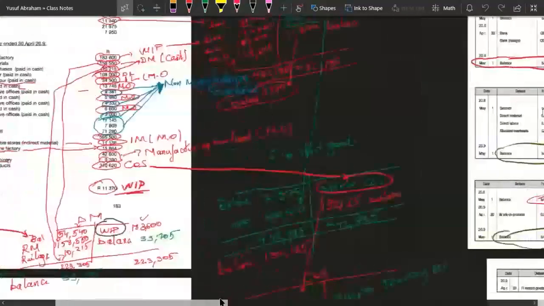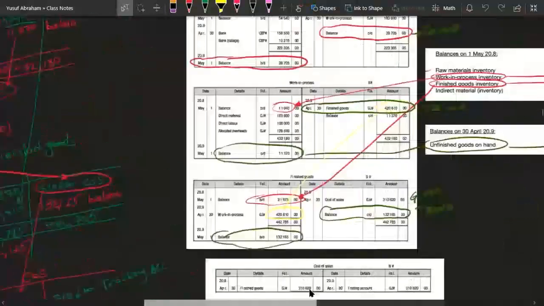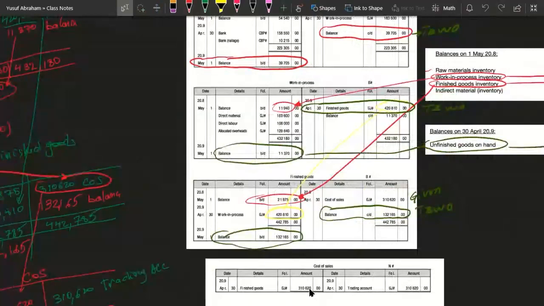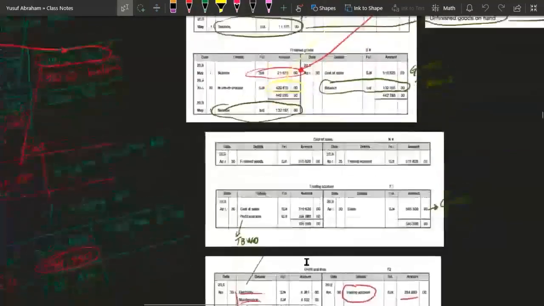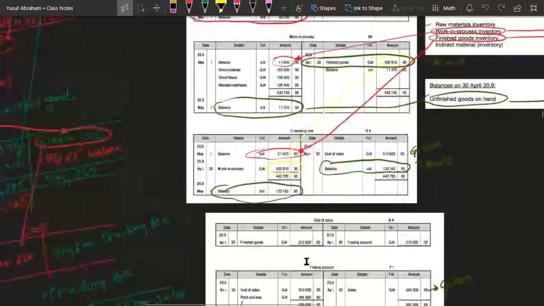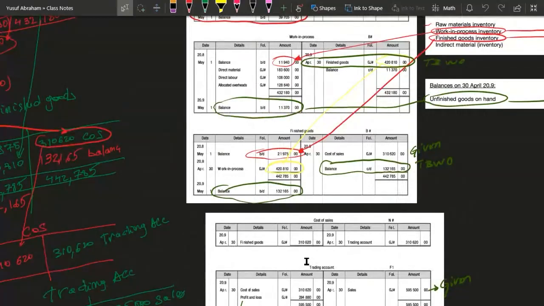So quickly in this example, we will see that, because in the previous example, we were asked only until the finished goods, right? But after the finished goods, what is the progression? Remember, after finished goods, we're going to be dealing with selling, right? We're going to deal with the cost of sales, right? So this finished goods amount here, if it's given to you, you add it up here. If it's not given to you, you need to work it out.